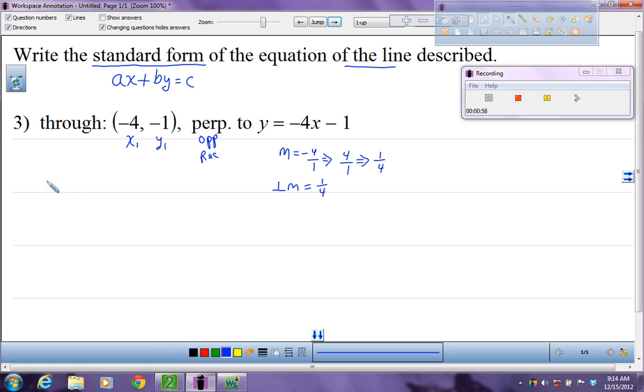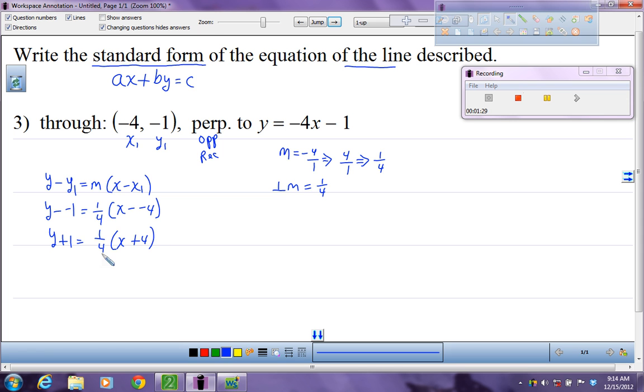I can use my equation, y minus y1 equals m times x minus x1. That's my point slope formula. I see here, if I plug in the numbers, I have a negative 1 for my y1, 1/4 for my slope, and a negative 4 for my x1, which means I'm going to end up with double negatives. Well, I can just change that to positive.